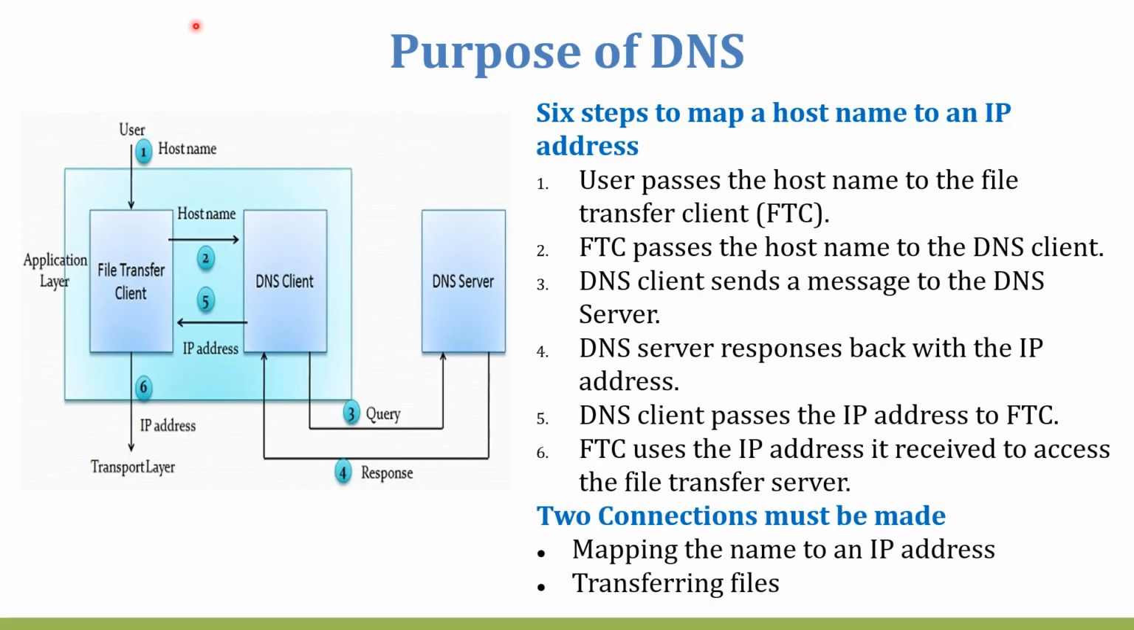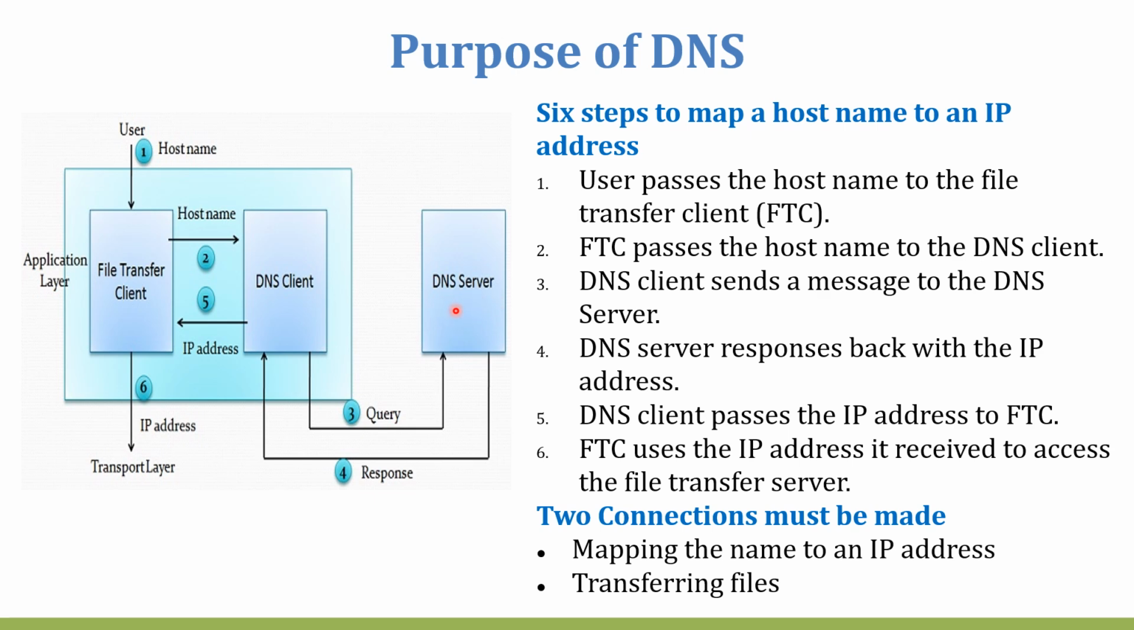Six steps to map a host name to an IP address. User provides host name. The user passes the host name to the file transfer client. The file transfer client forwards the host name to the DNS client, which handles the DNS request. The DNS client sends a query to the DNS server using the known IP address of the DNS server. This query asks for the IP address of the desired file transfer server.